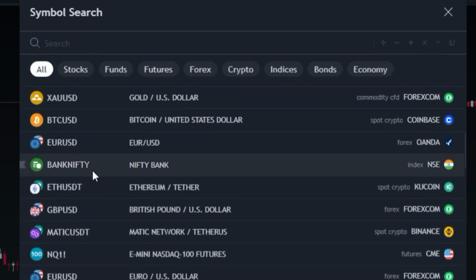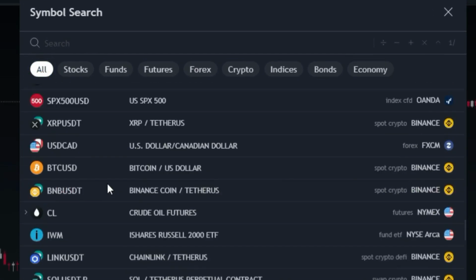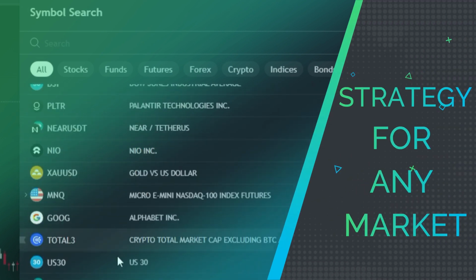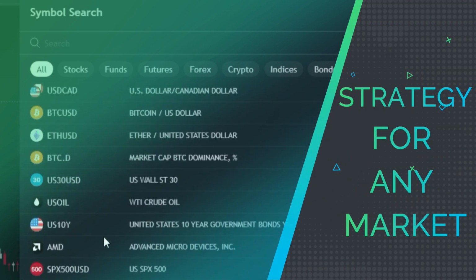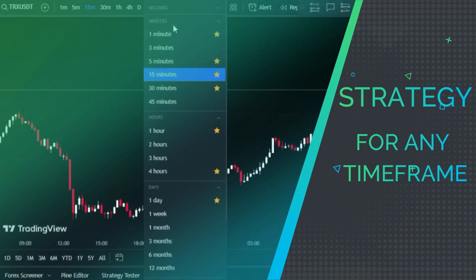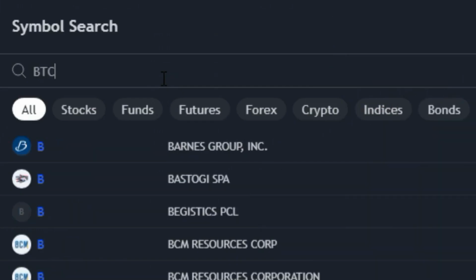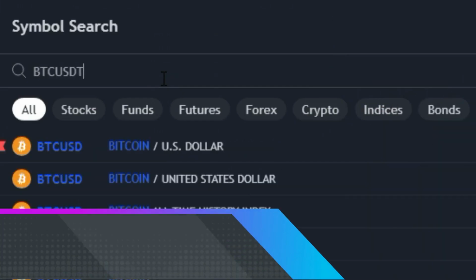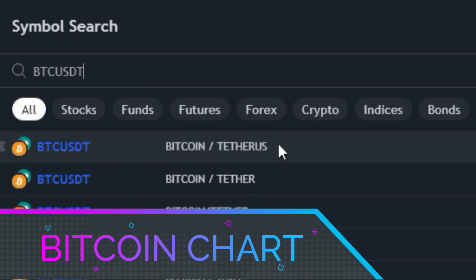This strategy is a game changer in any financial market. Whether you're a day or swing trader, it's designed to give you an edge. Plus, it's great for online money making and scalping. To demonstrate how it works, we'll be using the Bitcoin chart on a 15-minute time frame as an example.